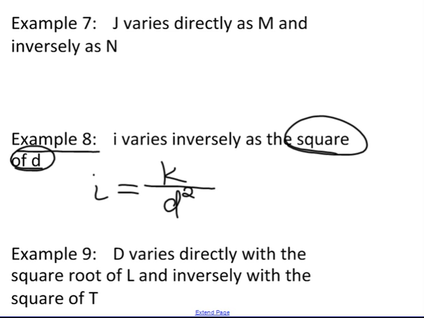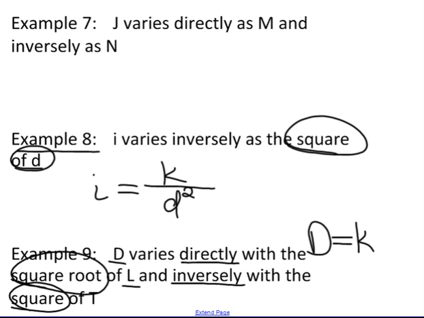Example 9, d varies directly with the square root of L. Make sure you read it carefully. This time we do want the square root of L. And inversely with the square of t. So d varies directly. D equals k times the square root of L, and inversely divide the square of t. So we need to square the t.